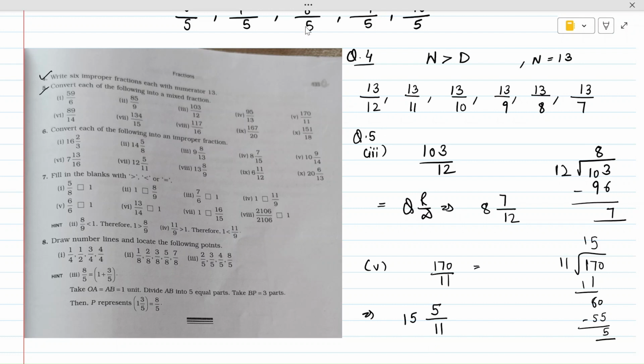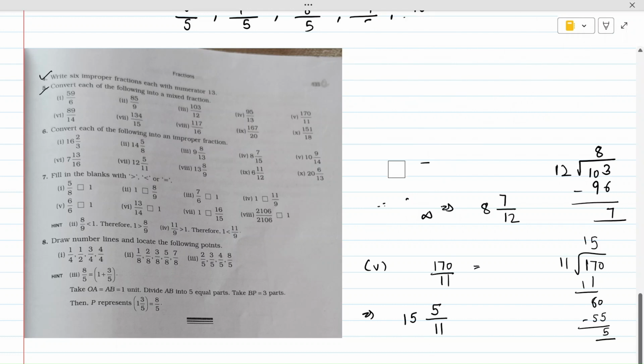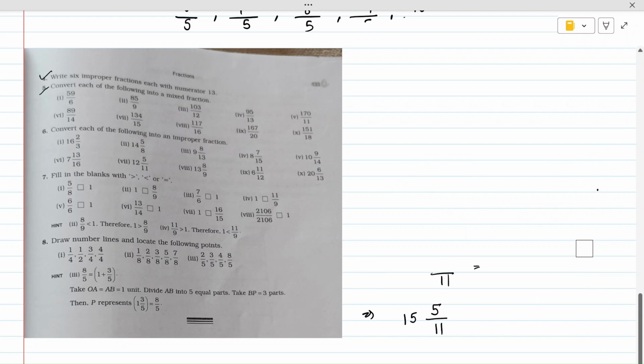So kids, I have done 3 parts of this question and rest questions are homework for you. We have done these questions earlier also in Ganit Prakash. So you know how we have to create a mixed fraction now. Similarly, let me mark the question we have done. We have done first, we have done third and fifth, and rest of the questions are homework.